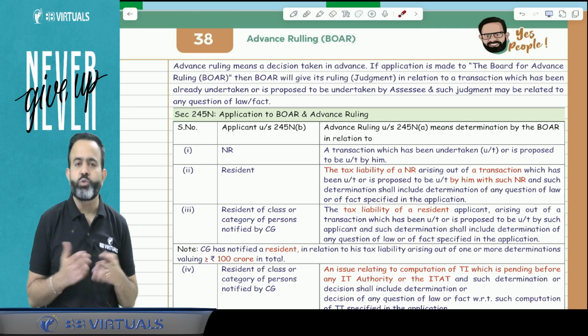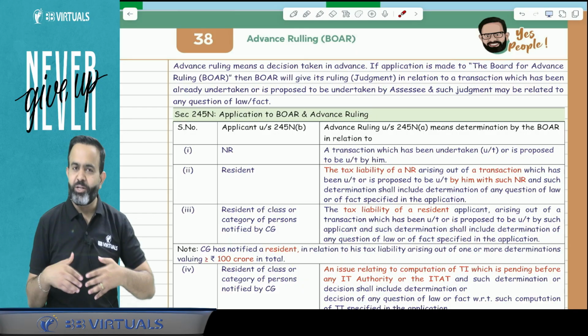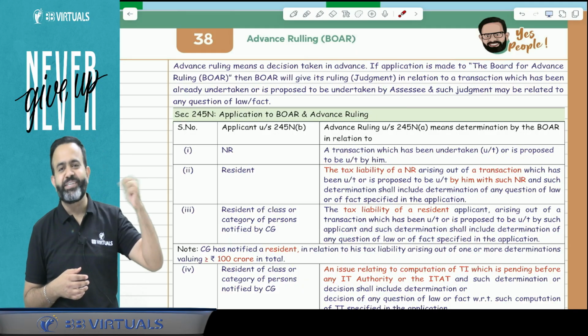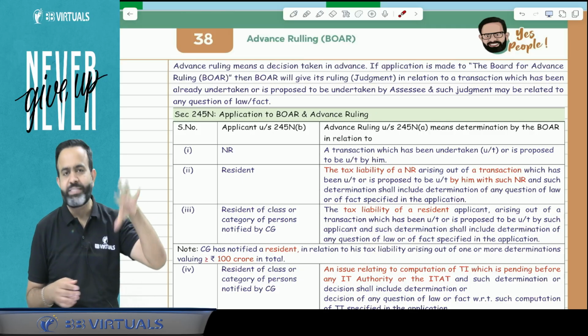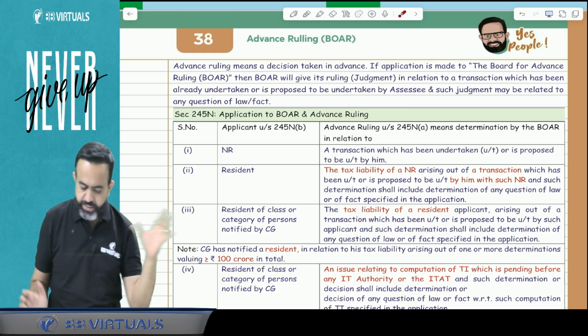Why this concept exists is because you know that Indian tax law is very complex. We Indians are not able to understand Indian tax law. How will a non-resident be able to understand Indian tax law? So basically this topic was first started for the non-resident person. So let's start with this topic.